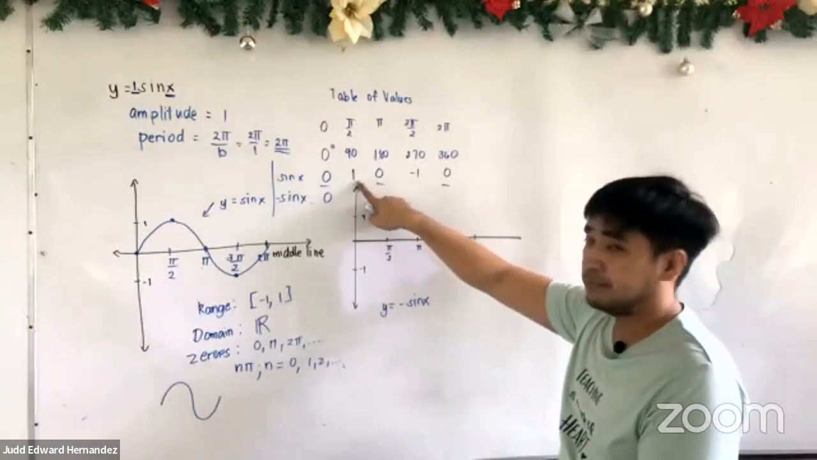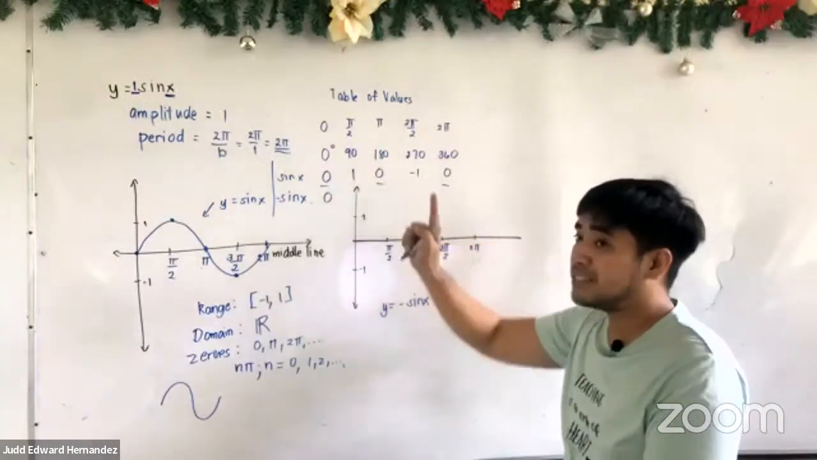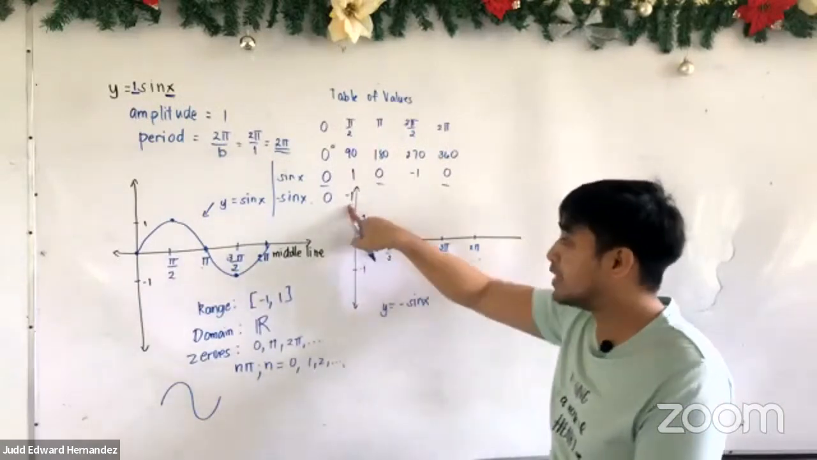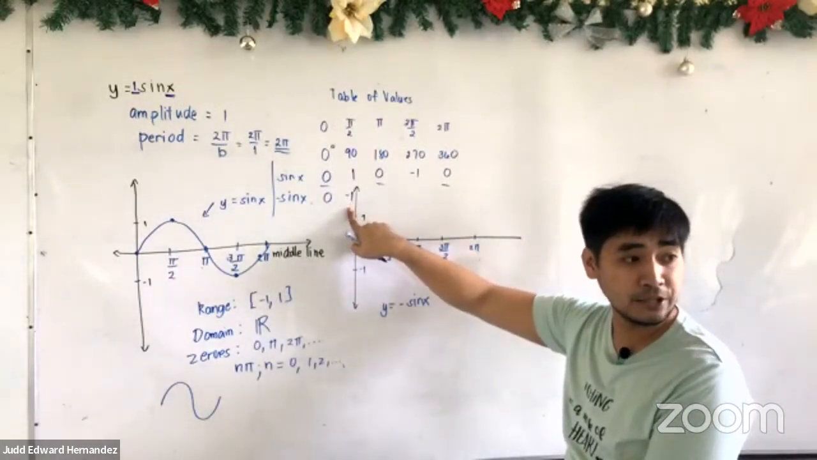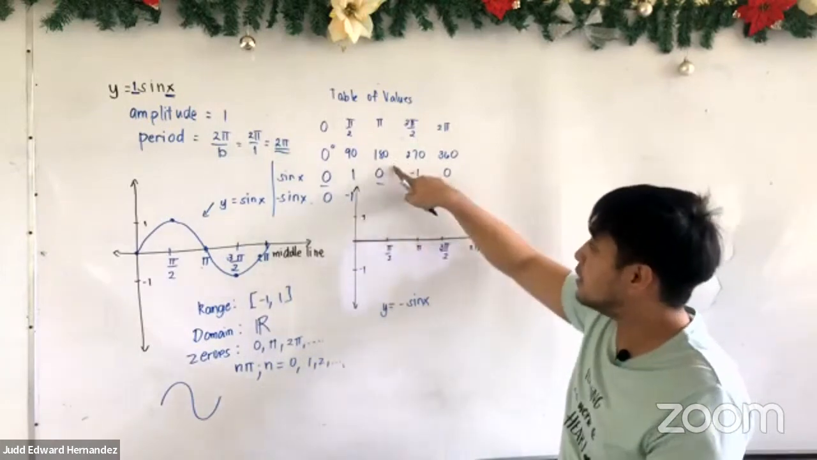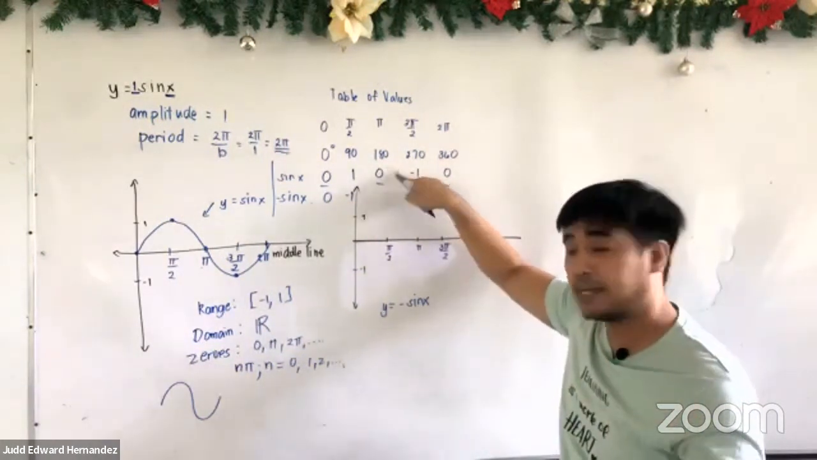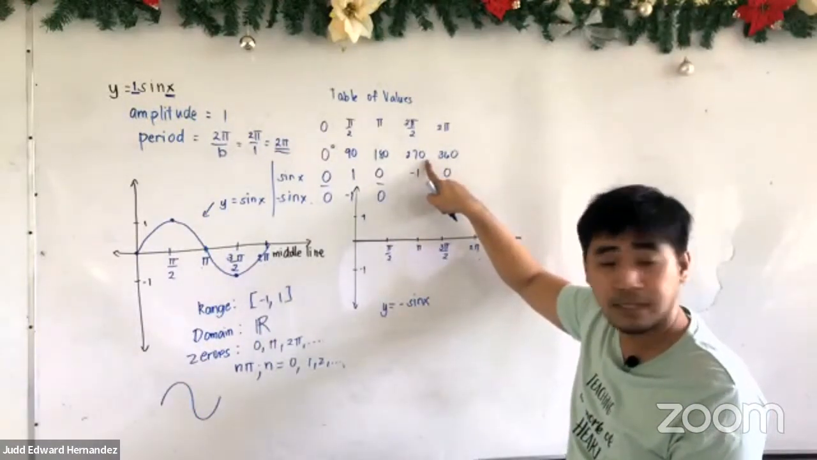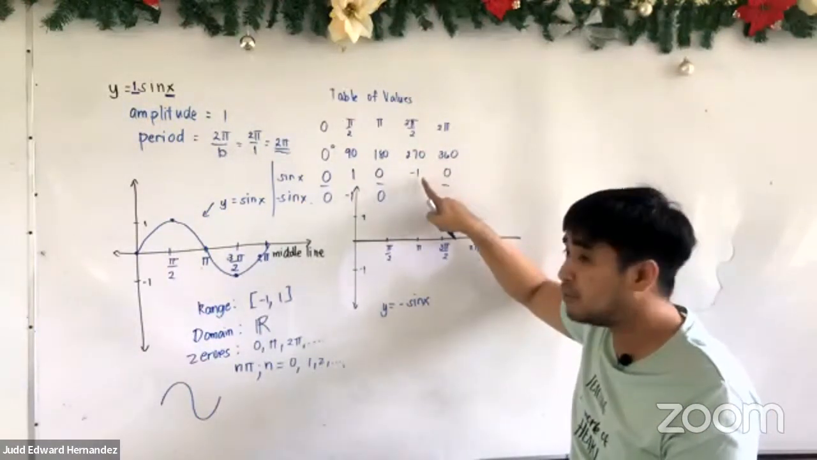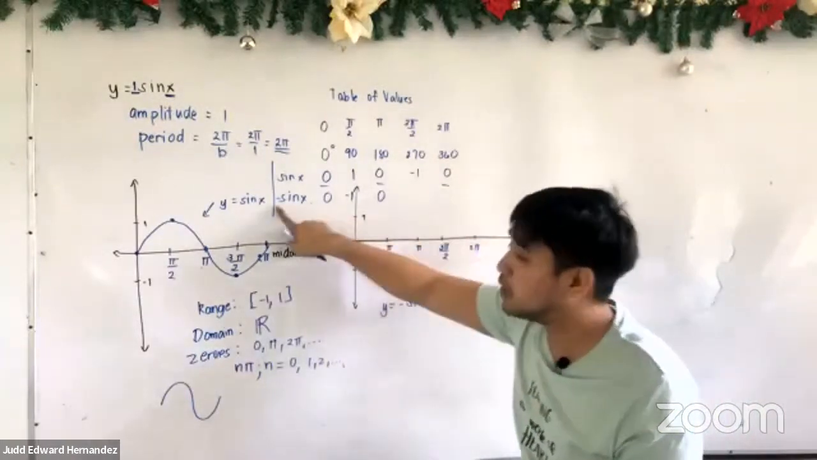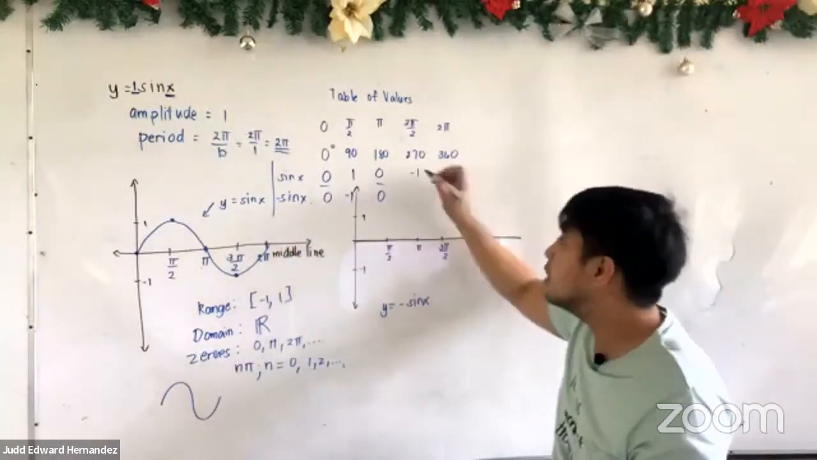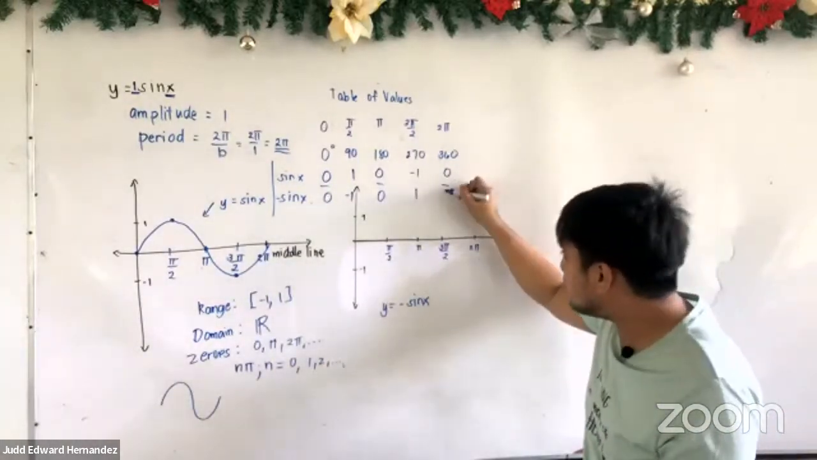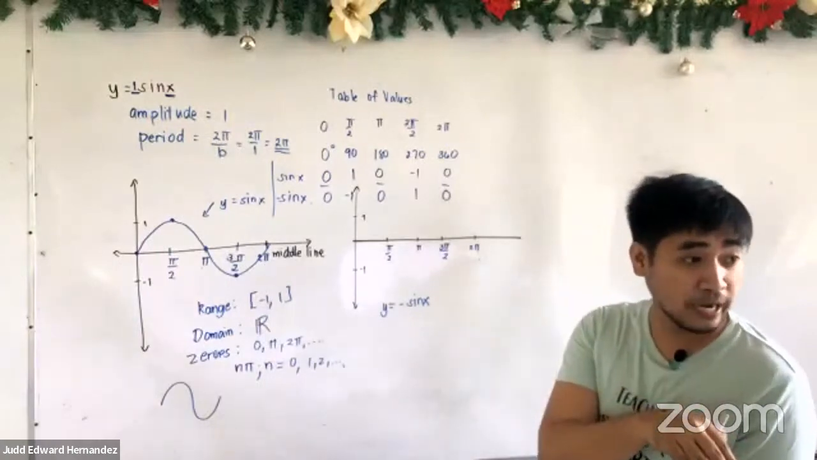Ito ay positive 1. Sin 90 is positive 1. But since may negative ka before sin x, therefore this becomes negative 1. Are we clear that this is negative 1? Yes or no? Yes po. Regardless of the sign, at 180 it becomes 0. This is 270. What happens to sine 270? That is negative 1. Multiply that by negative 1, it becomes positive 1. Positive po. Okay. And for 360, it becomes 0. And we're now ready to graph.